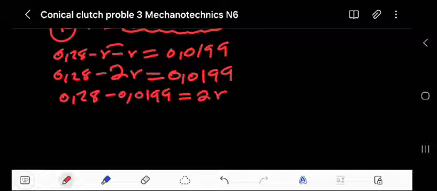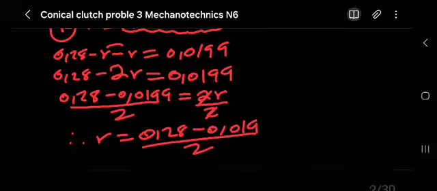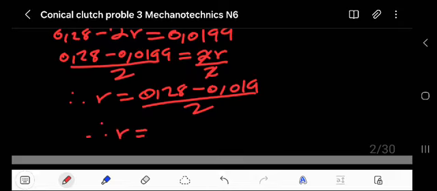I can make this positive. I can take this to the other side and take that to the other side. You understand? Let me do this so that you'll see what I'm trying to say. This will be 0.28 minus 0.0199. This will be positive. When I take this, it will be 2R now positive. Then I can divide by 2 both sides. Then I can see our R will be 0.28 minus 0.0199, divided by 2.